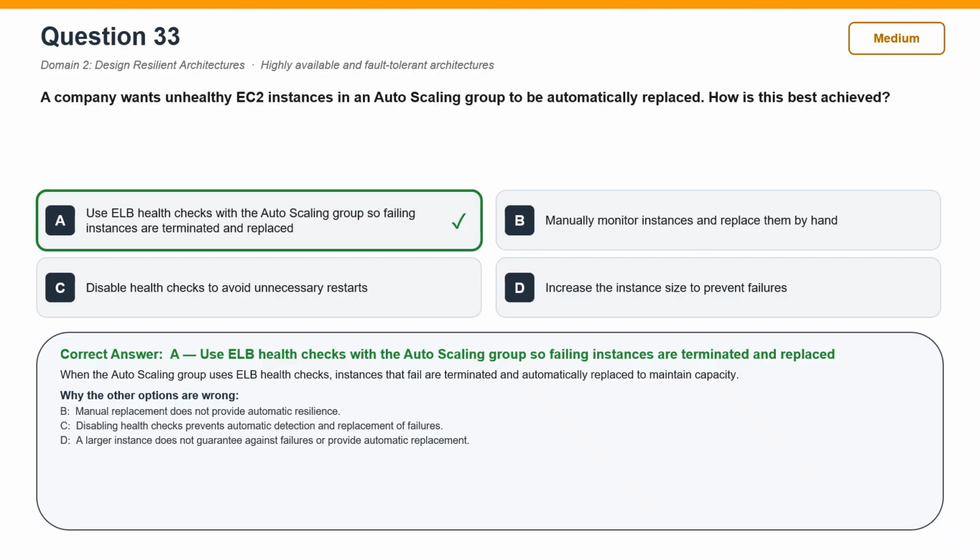Manually monitor instances and replace them by hand is incorrect. Manual replacement does not provide automatic resilience. Disable health checks to avoid unnecessary restarts is incorrect. Disabling health checks prevents automatic detection and replacement of failures. Increase the instance size to prevent failures is incorrect. A larger instance does not guarantee against failures or provide automatic replacement.